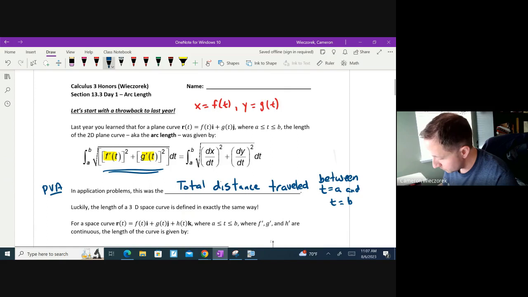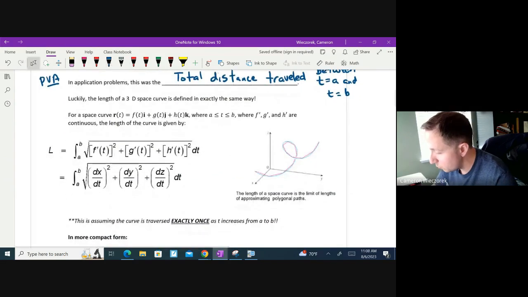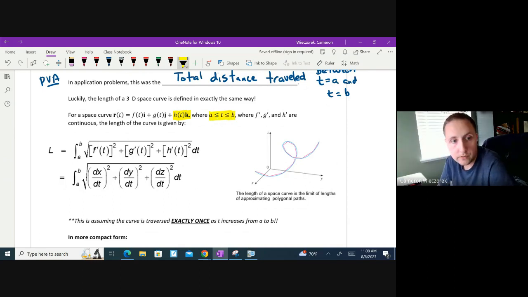Okay. And we define a 3D space curve's arc length in exactly the same way. The only difference is now, instead of just having an x and y component, we also have a z component. So we're allowing the z component to be given by this real valued function h of t. We're still looking at a parameter value from a to b. Assuming that the derivatives are continuous, then the length of that curve is going to look exactly the same with a third component now. We're going to take the integral from a to b.